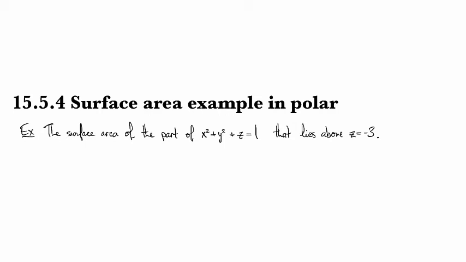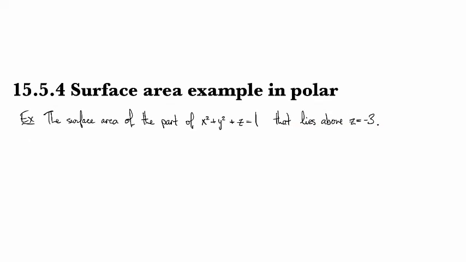So now we'll take a look at an example of surface area calculation done in polar coordinates. This kind of thing happens fairly often because you often have surfaces or functions that are radially symmetric. Here we're going to look for the surface area of the part of this surface, x squared plus y squared plus z equals 1, which you may recognize as a paraboloid. And we're going to take the part of it that lies above the plane z equals minus 3.